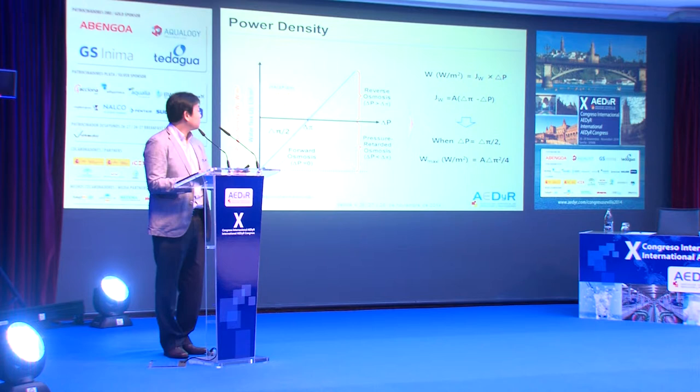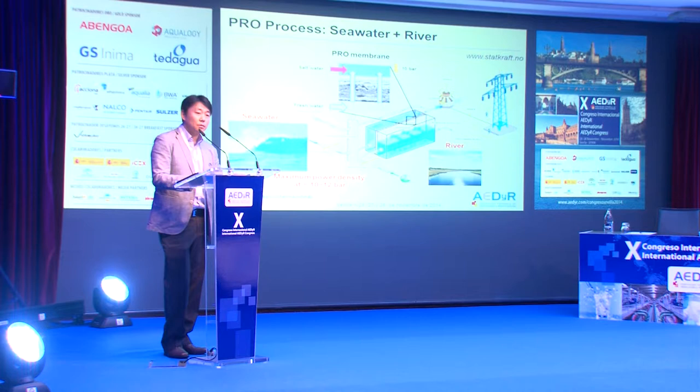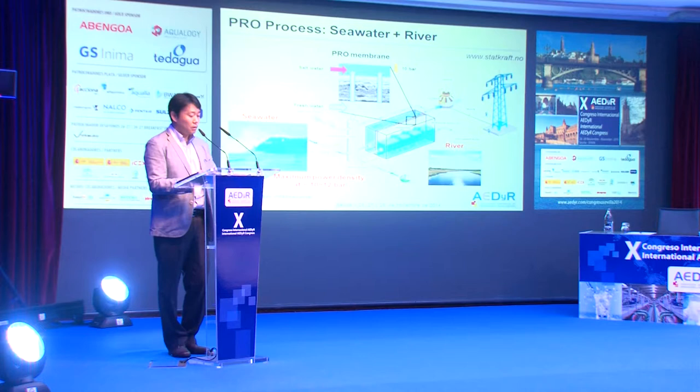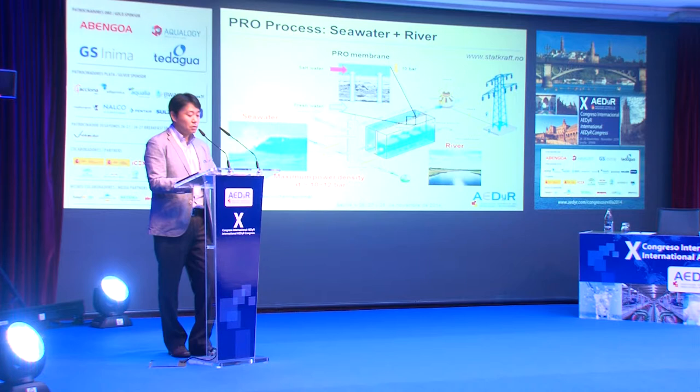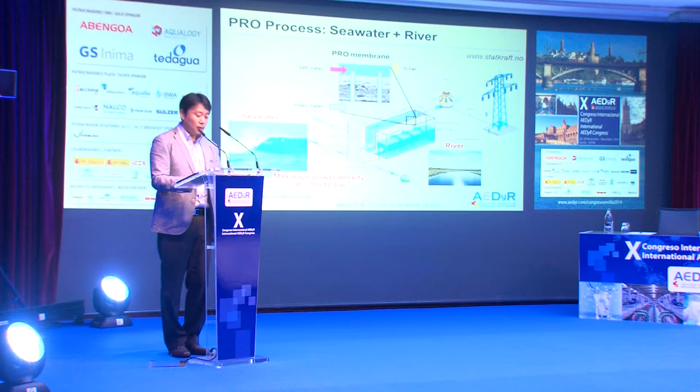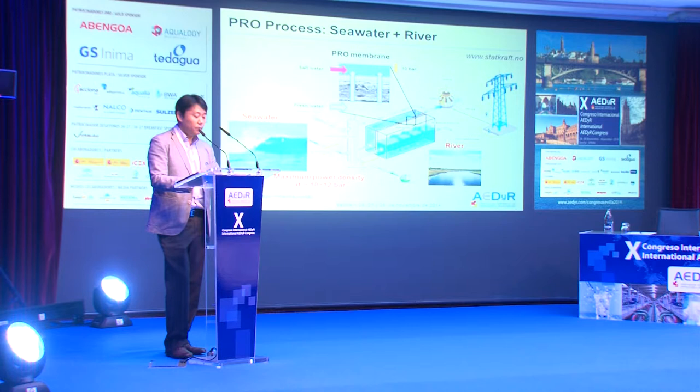Earlier PRO processes, such as the one used at Statkraft, used seawater and river water. This process showed the maximum power density at 10 to 12 bar by using the osmotic pressure of seawater. This PRO process is limited by the overall low osmotic pressure and the high pretreatment cost of both river water and seawater.